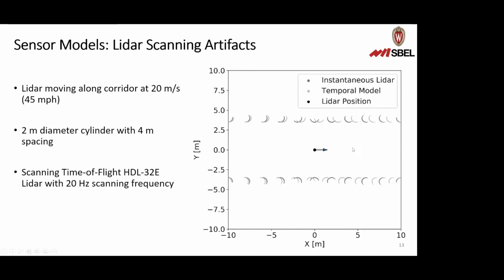The lighter gray points are what the LiDAR would see if you include the time it takes to scan. And if you just assume the LiDAR scanned instantaneously, which is what some current models actually assume in simulation, then you get a very different picture of the world. So this could potentially change where the vehicle thinks pedestrians are, or where it thinks other vehicles are. And so this is a very important aspect to try to model in simulation, because it's what matches reality.